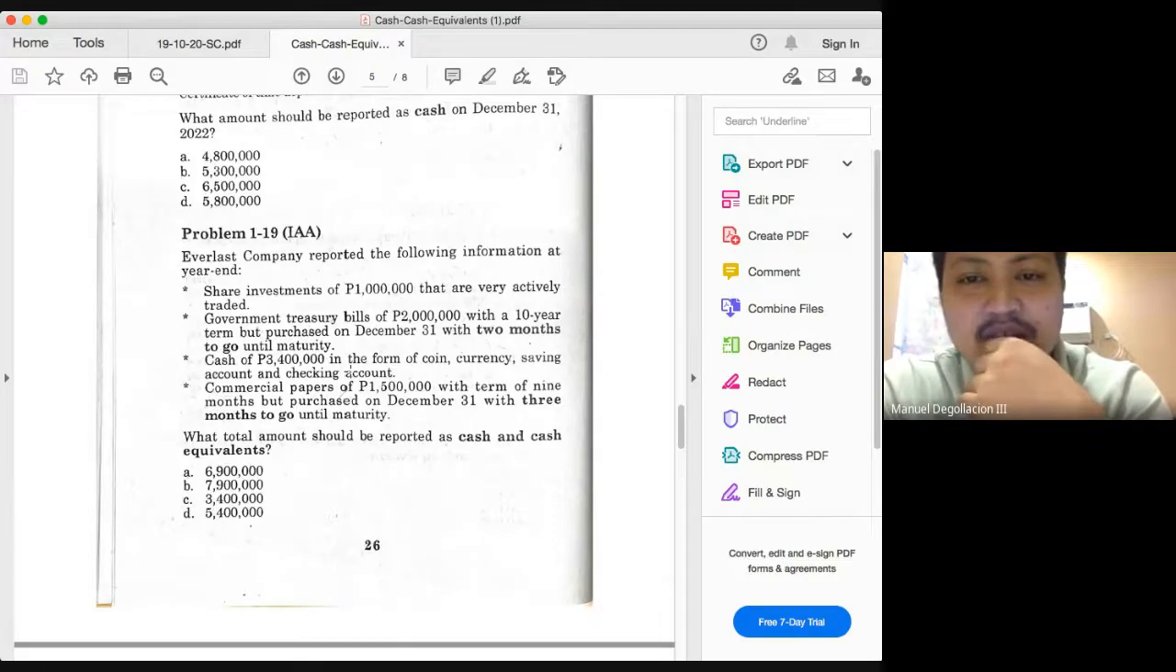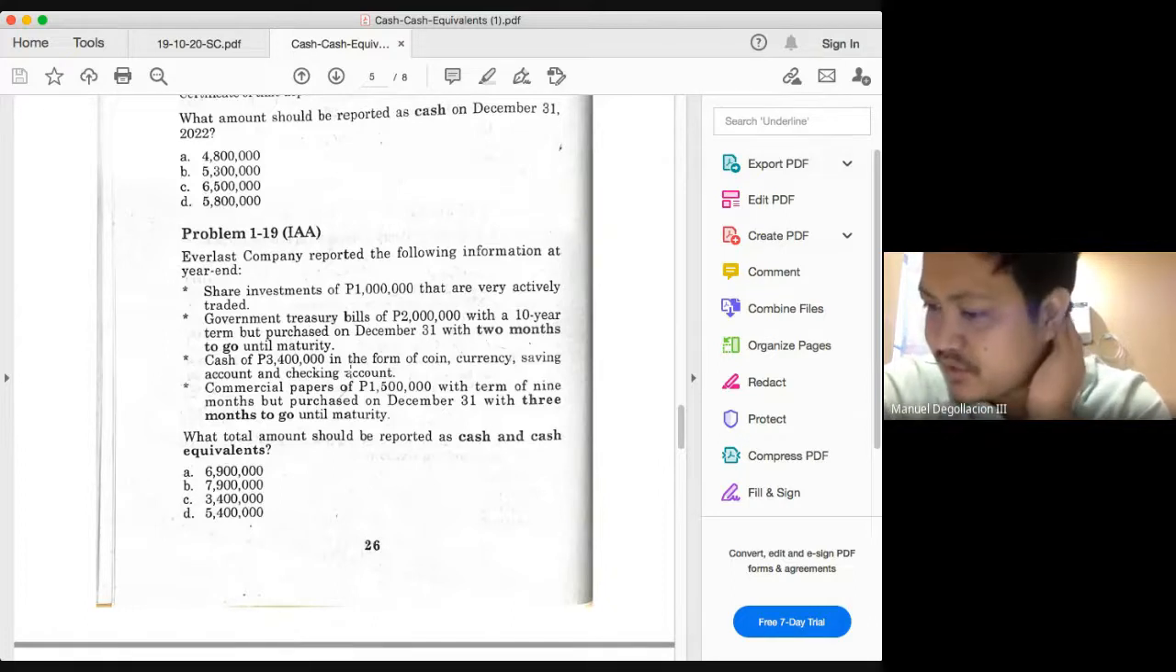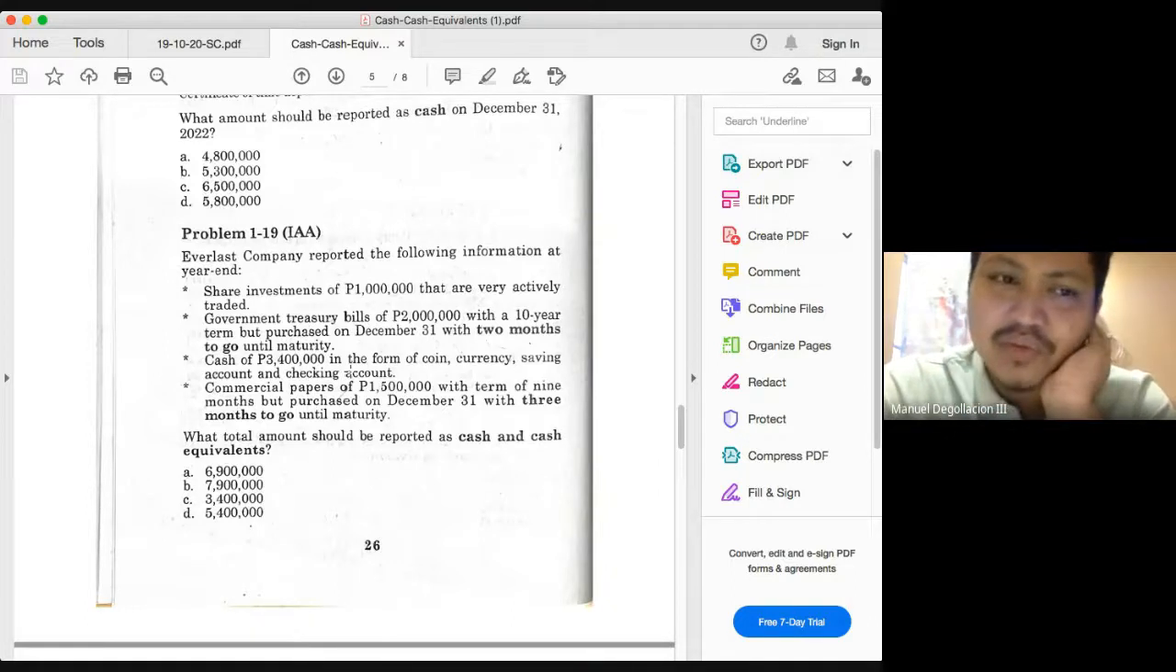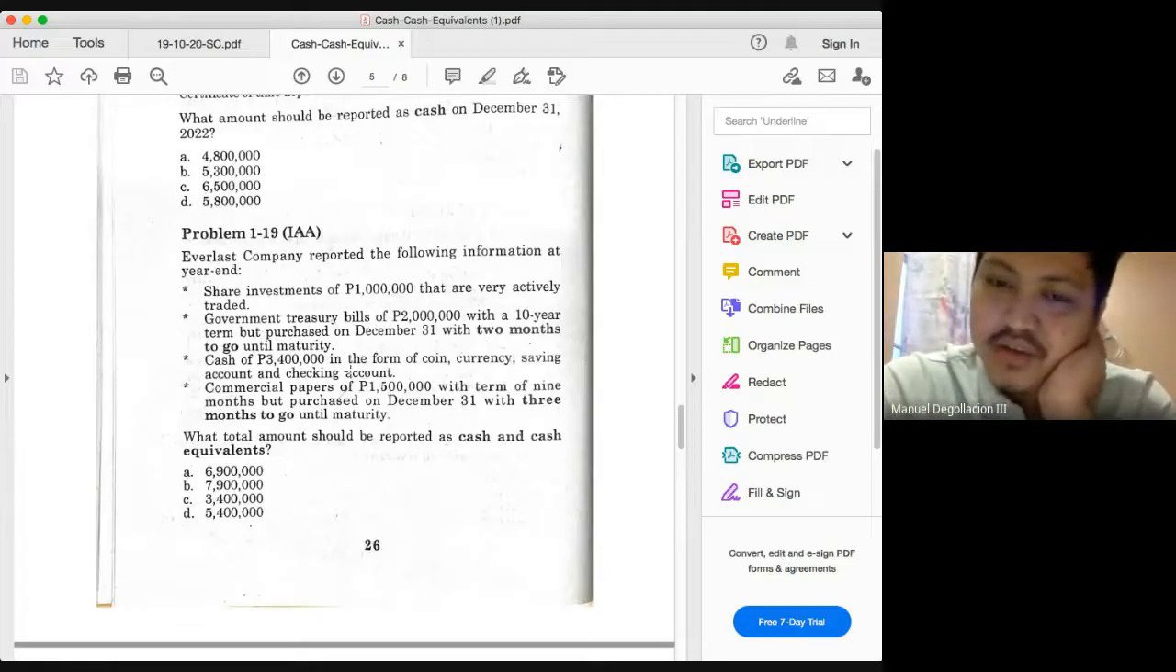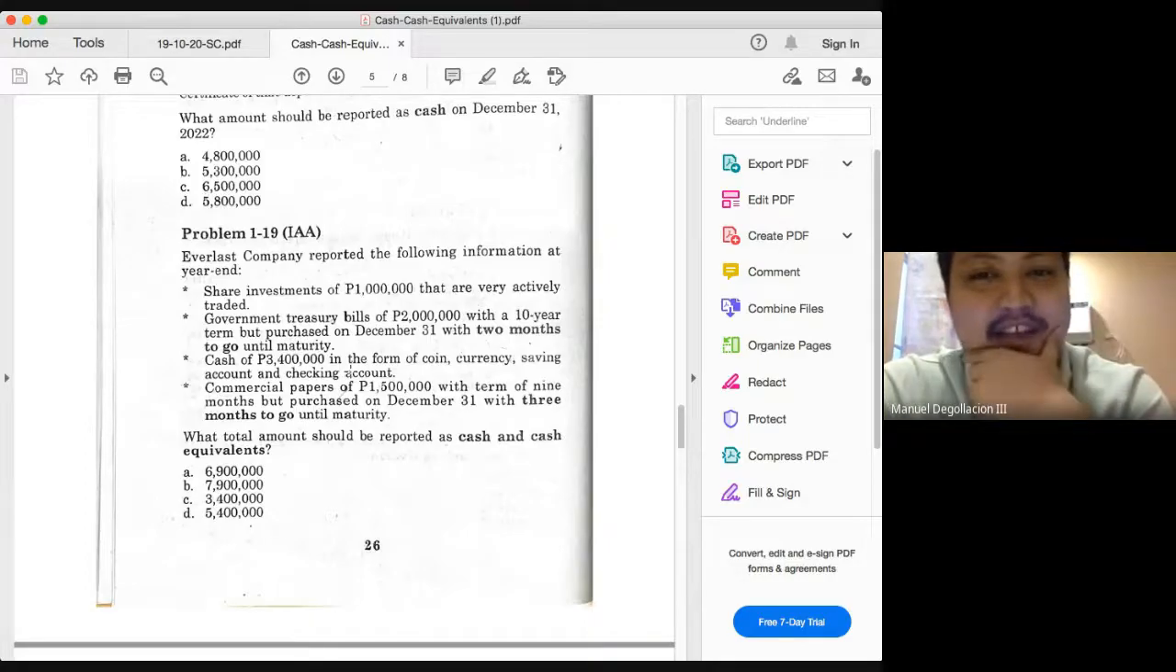This will not qualify as a cash equivalent, class, because they are not considered short term. In the first place, investment in stocks or shares do not have maturity. So they never mature, class. That's why they will not be considered as a cash equivalent, a short-term, highly liquid investment. This will be reported as a current asset, but just not part of your cash equivalents.